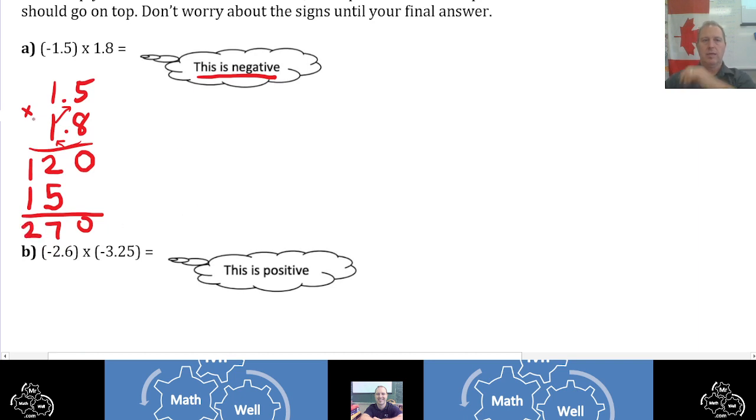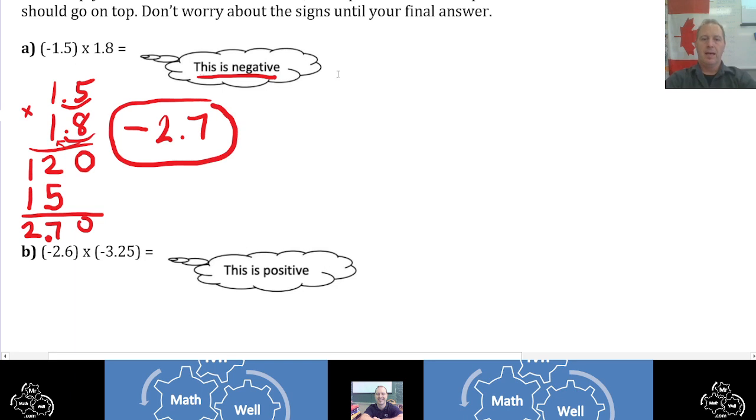And then you add these up, so you've got 0, and you've got a 7, and then you've got a 2. And the last thing to do is to make sure that you count all the decimal places. So I have 1 decimal place here and 1 decimal place here. That makes 2 decimal places in my number. So 1.8 times 1.5 is 2.7, and we have to remember that's going to be negative.